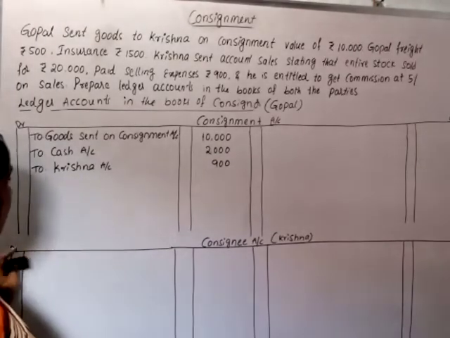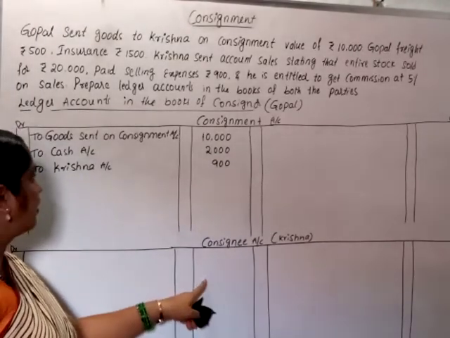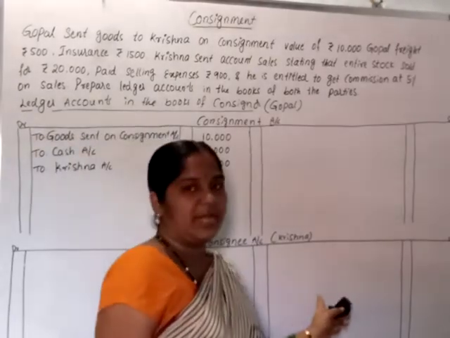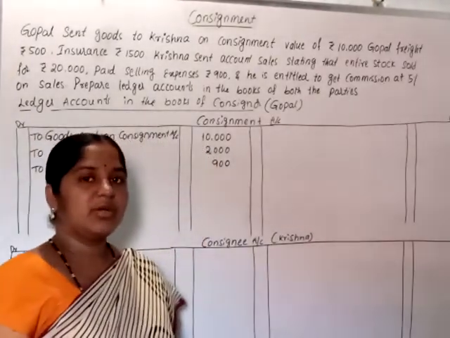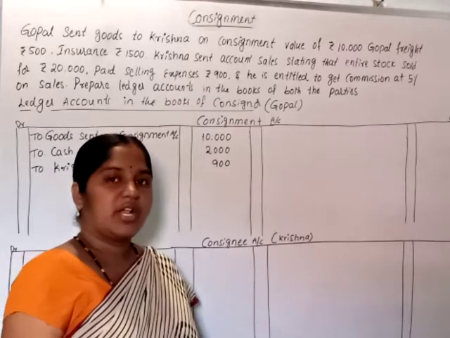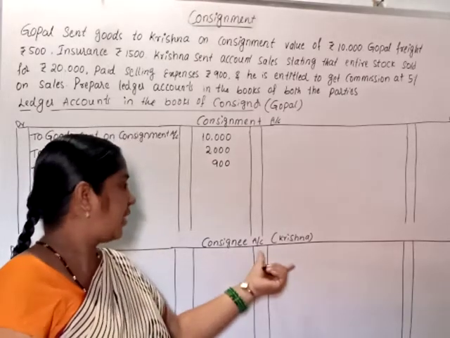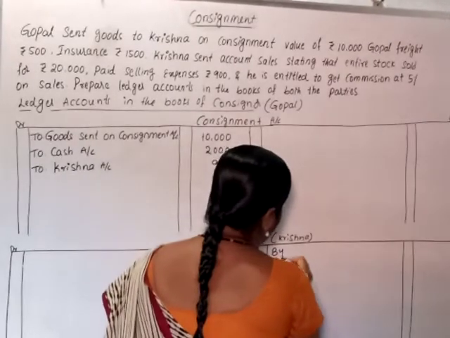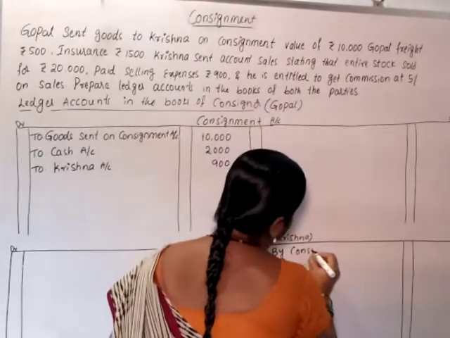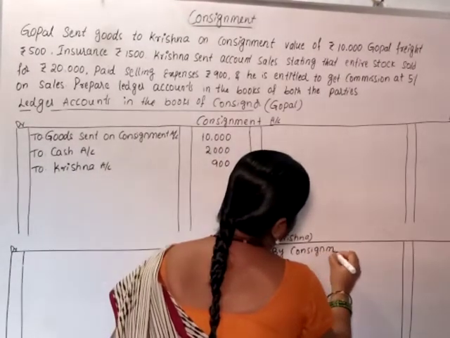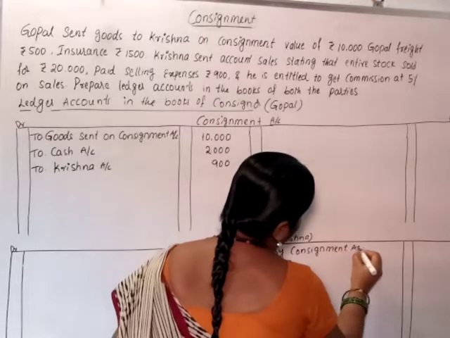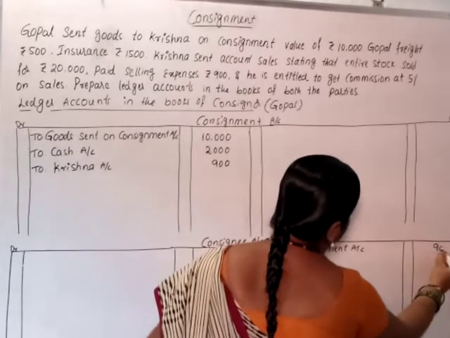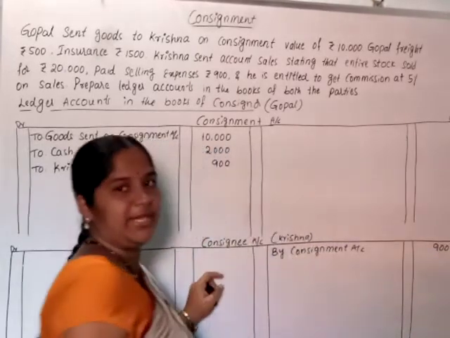Next one. Krishna account also we have. So we should write it on the credit side, because in this journal entry, consignment account debit to Krishna account. So we created the Krishna account, no? That's why the credit side of the Krishna account is affected. Write as by consignment account. So how much here? 900 rupees he paid as selling expenditure.